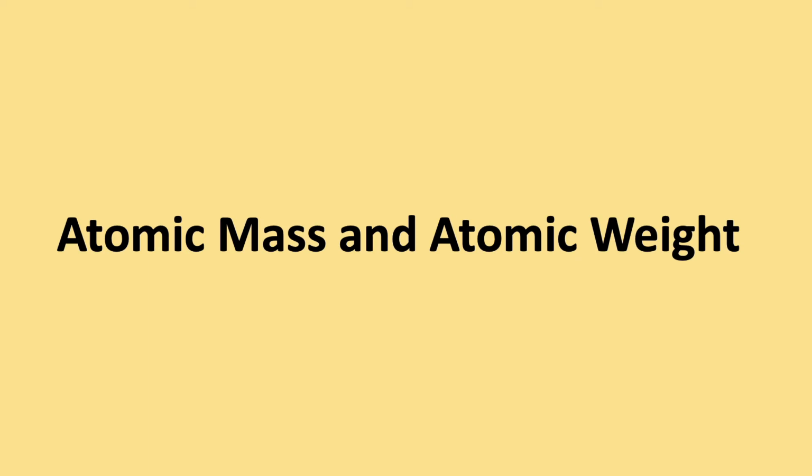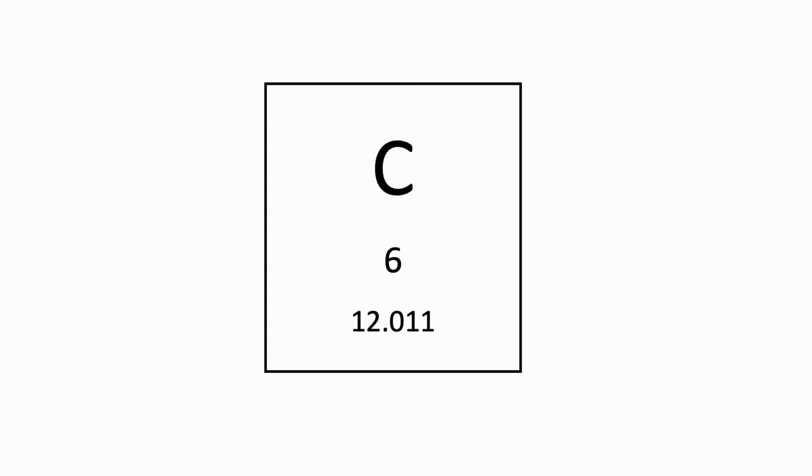Hi, today we're going to talk about atomic mass, atomic weight, the difference between those two, and how to calculate atomic weight. So if you look at an average element and how it's represented on the periodic table, you may see a number of different things on the periodic table depending on which version you're using, but most of these things have three common elements.